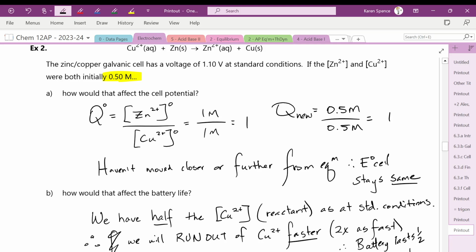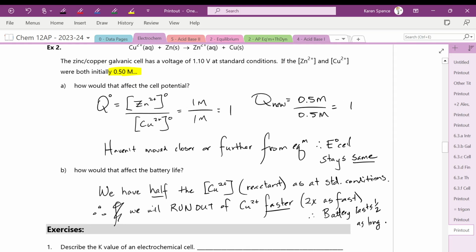Battery will last half as long? Yes? Okay. I don't think you're going to have to explain that. All right?